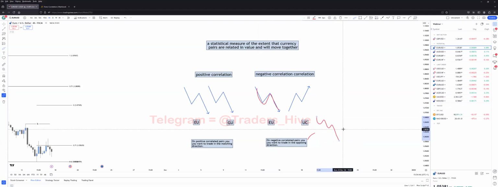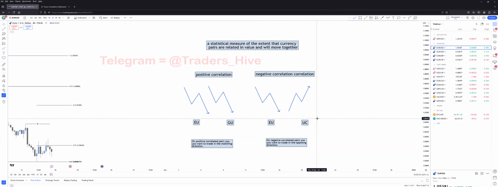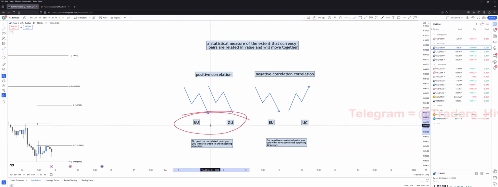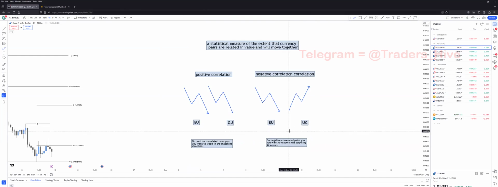You don't want to trade both of these counter-correlated or negatively correlated pairs into the matching direction. Why? Because these two pairs are negatively correlated with each other. So it means that you can do the exact same method I showed you on the first positive correlation. You take one more pair that is negatively correlated with each other. So for example, you take another pair that is USD XXX, or you take another pair that is XXX USD.